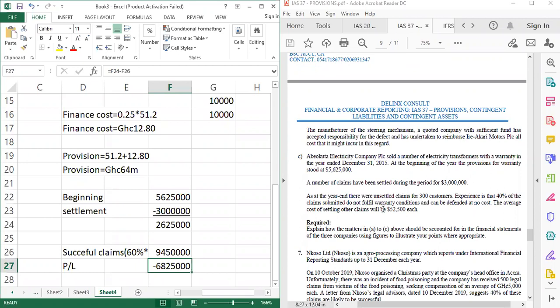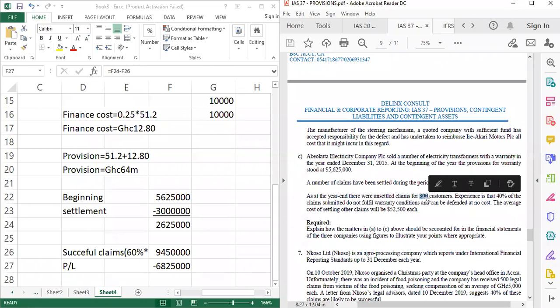All right, Silas, please take the successful claims again for me. You said we take 60%. Okay, you see, they are saying that 40% of the claims. What claims are they talking about? They're talking about claims submitted by the 300 customers. Yes. So 40% of the 300 claims will not be successful. It means that 60% will be successful. So we make provision for only the 60%.